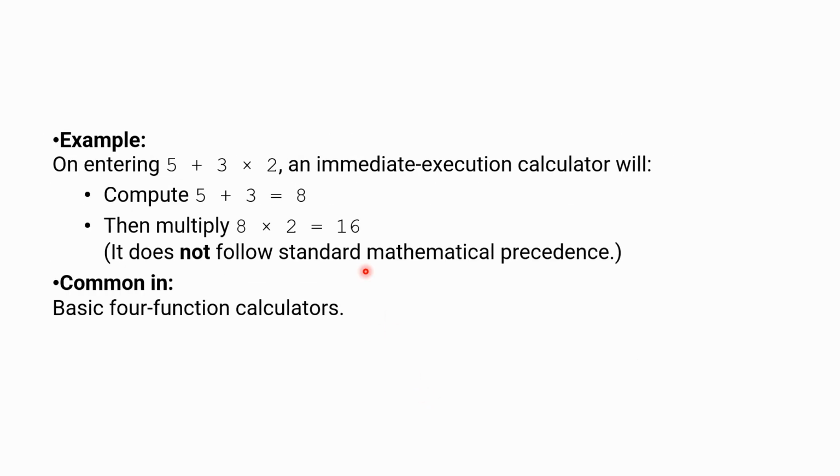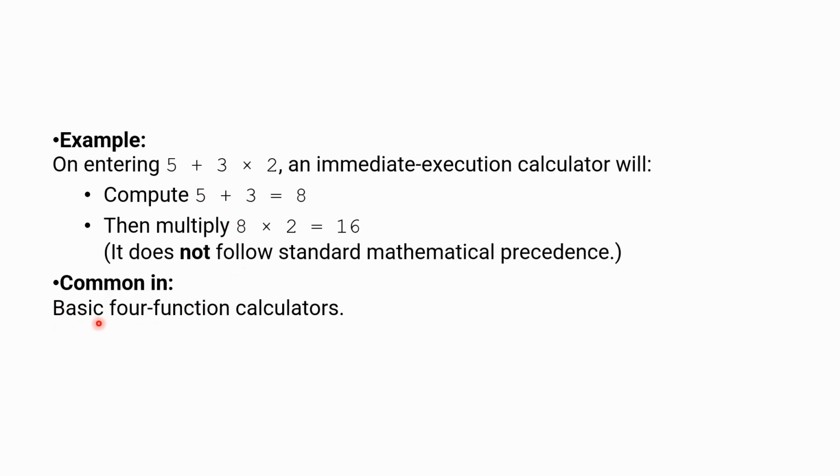So an example would be 5 plus 3 times 2. In immediate execution mode, the calculator is going to compute 5 plus 3 and give you 8. Then it's going to multiply 8 times 2 and give you 16. This type of calculator does not follow standard mathematical precedence because it's calculating each operation as you enter it. When you use that type of a calculator, you need to understand the order of operations, and the way you get around that is you actually have to, on your calculator, perform the 3 times 2 first and get 6, and then add 5. But you have to enter it that way into that type of a calculator.